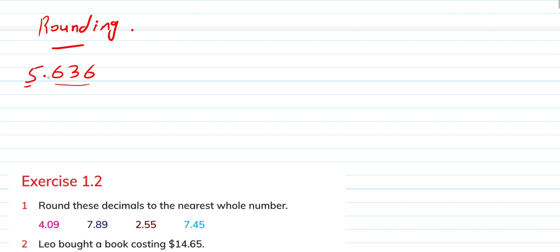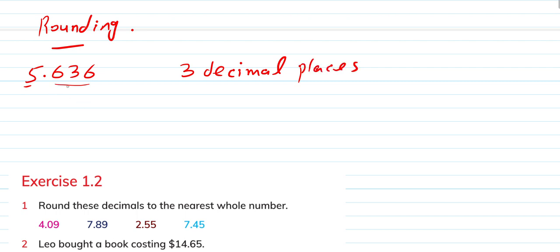Now in the decimal part there are three digits, yes? This one is in the tenth place, this one is in the hundredth, this one is in the thousandth. There are three digits in the decimal, like 1, 2, 3. So I can say this number has three decimal places. How many? Three decimal places.